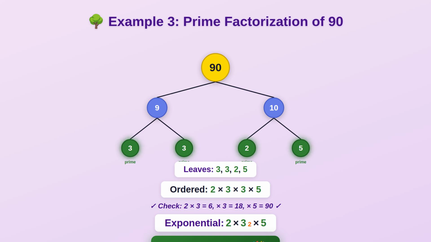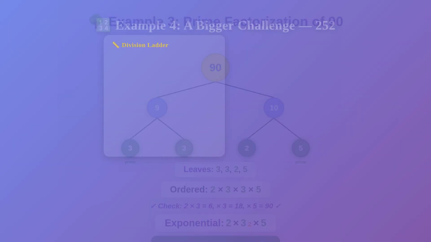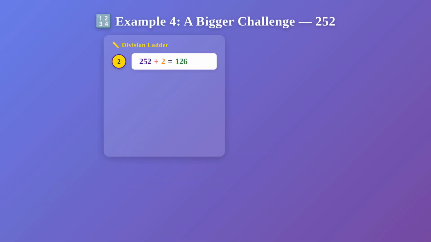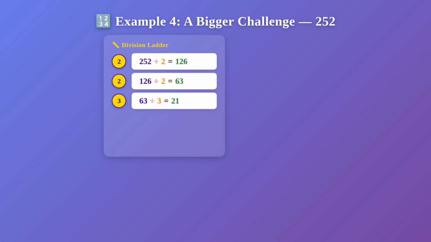Check. 2 times 3 is 6, times 3 is 18, times 5 is 90. Perfect. In exponential form, that's 2 times 3 squared times 5. Marcus pumped his fist. 3 prime factors, and he nailed it. Ready for the next level? Let's try 252. This is the kind of problem that shows up on 6th grade tests.